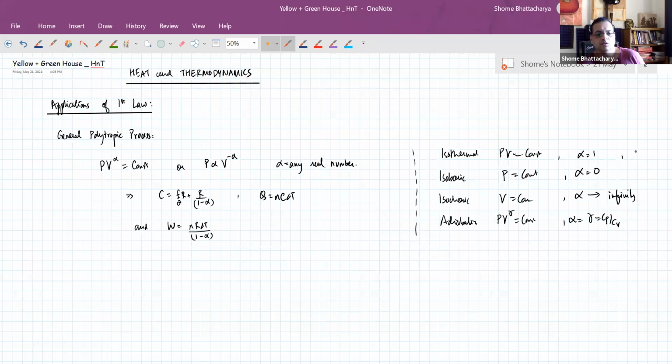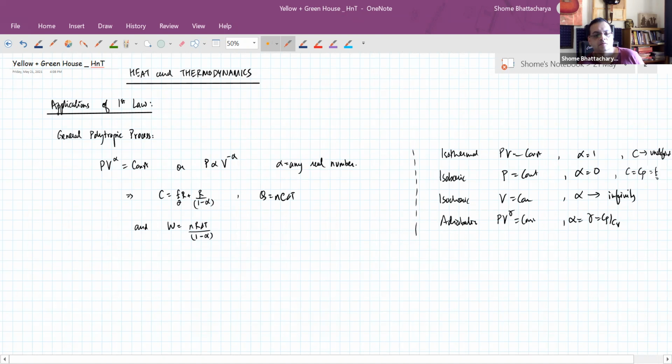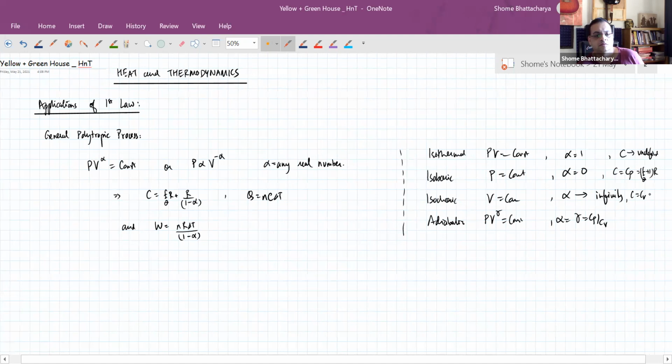Also for isothermal, we saw that C is undefined. For isobaric, we saw that C is equal to Cp. For isochoric, we saw C is equal to Cv. So this is a very easy way to remember all these special cases. And for adiabatic, C is equal to 0.